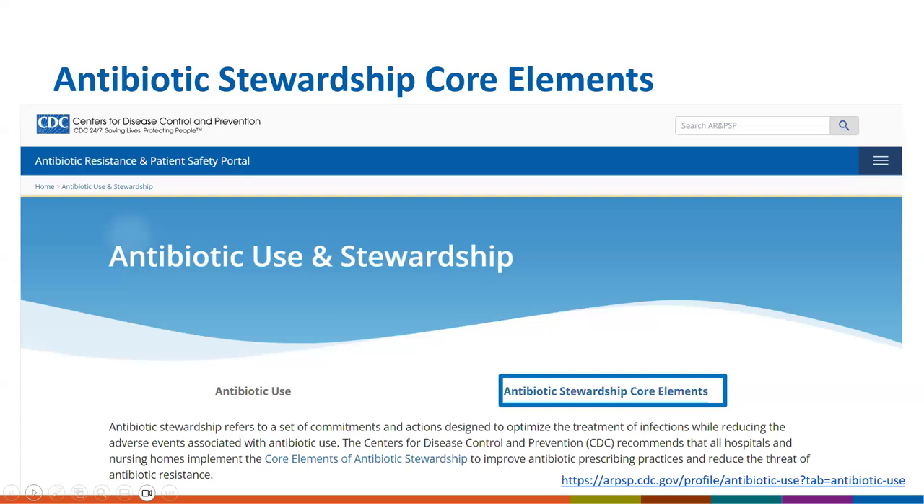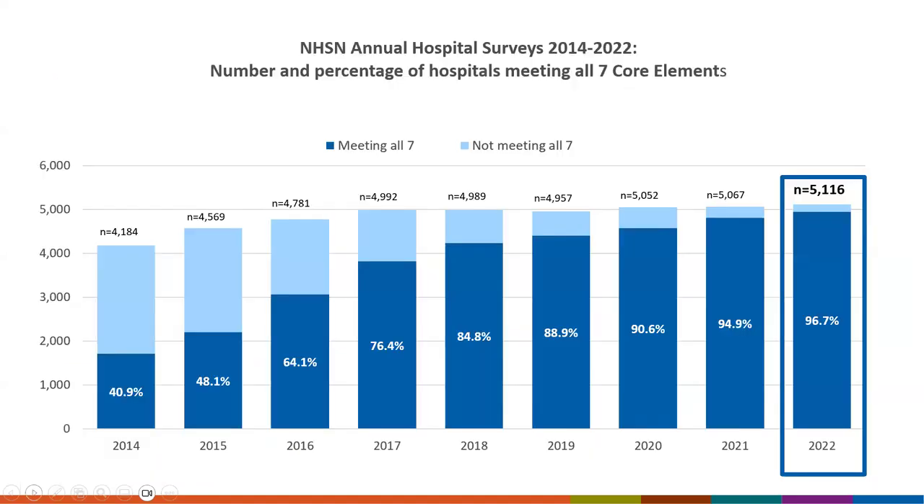One of the ways we track antibiotic stewardship implementation is by assessing the uptake of all 7 hospital core elements. These data are self-reported to CDC yearly through the NHSN Antimicrobial section of the annual hospital survey. Here you can see the number and percent of hospitals meeting all 7 core elements reported to the NHSN Annual Hospital Survey from 2014 to 2022. In 2022, nearly 97% of over 5,000 US hospitals had a stewardship program that met all 7 core elements.